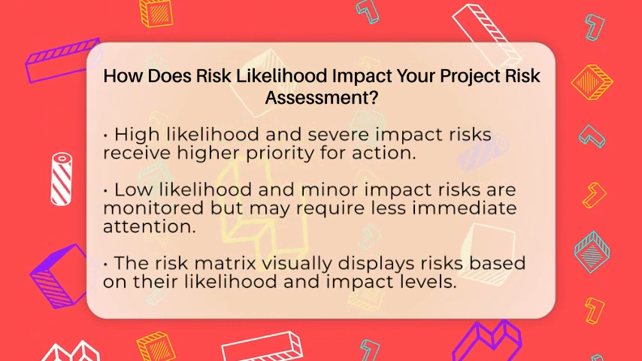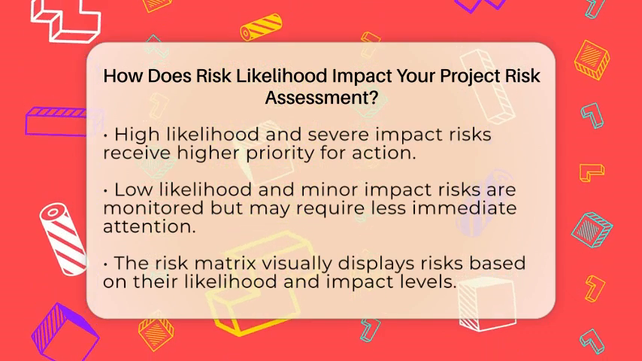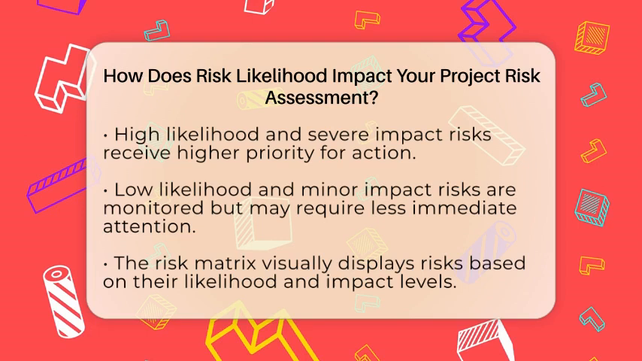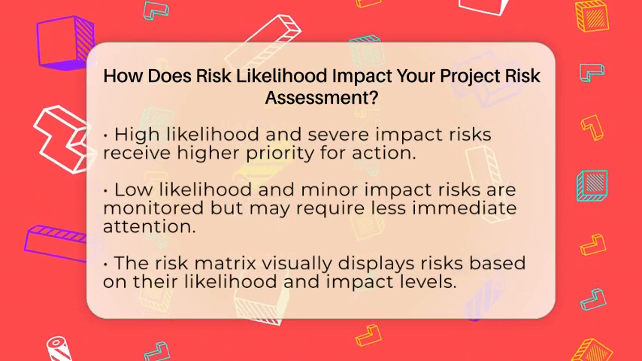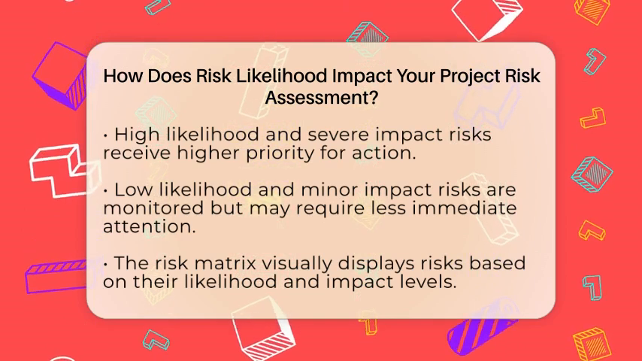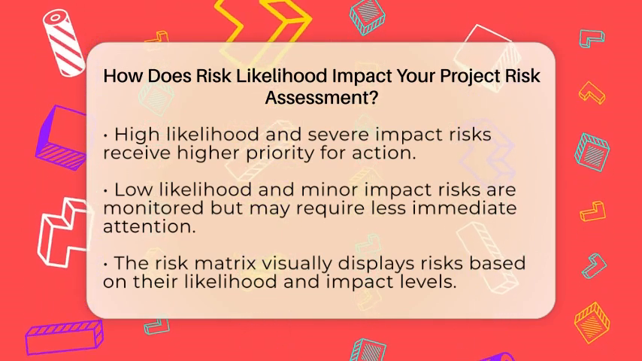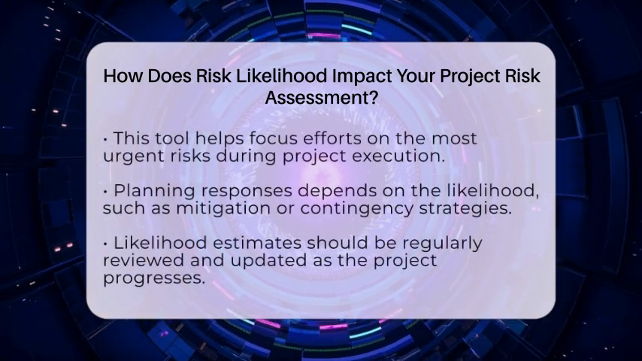On the other hand, if a risk is unlikely and would only cause minor issues, it gets a lower score. You might choose to keep an eye on it but not spend too many resources on it. The risk matrix is a simple visual tool that helps you see this clearly. It plots risks based on their likelihood and impact, showing which ones are most urgent. This makes it easier to decide where to focus your efforts during project execution.